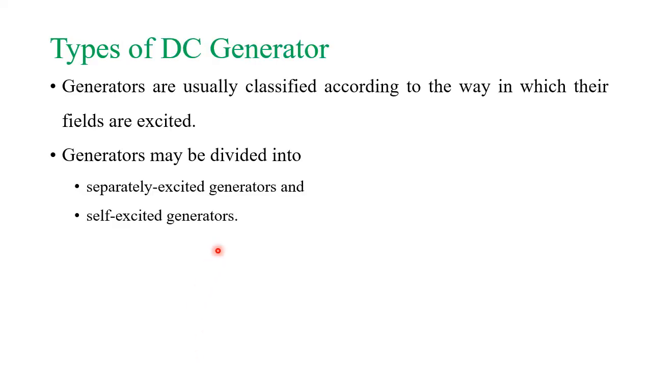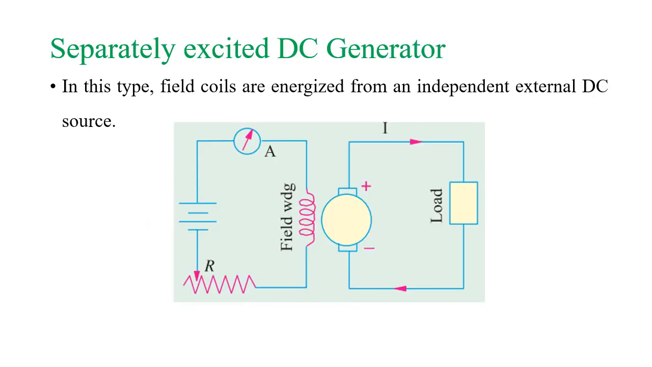Types of DC generator. The DC generators are classified into two types according to the way of excitation of the field. Field means magnetic field. We need a magnetic field, so here we need to excite the field coils to produce the magnetic field. According to the way of excitation, it is classified into separately excited and self-excited. In this diagram, you can see the field winding and the armature winding. These two windings are important to generate an EMF.